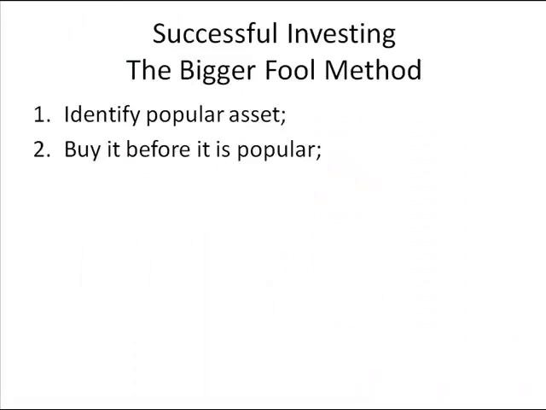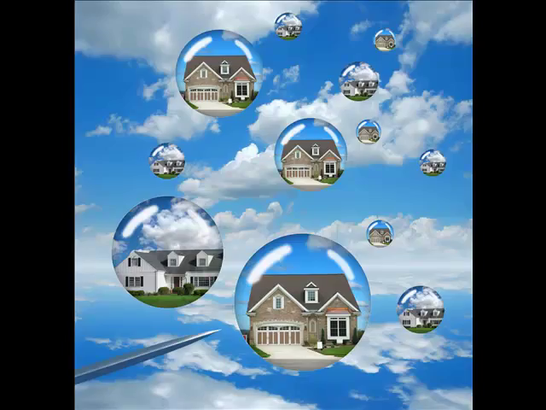According to Keynes, there are two elements to successful investing. First, to identify assets that the market expects will be popular. Second, to purchase those assets before the rest of the market. This theory of valuation gives rise to speculative bubbles.